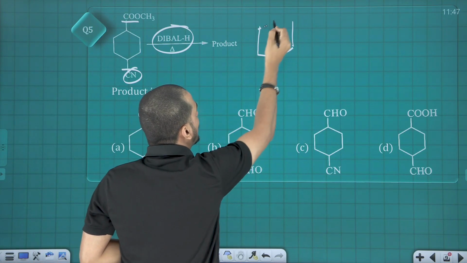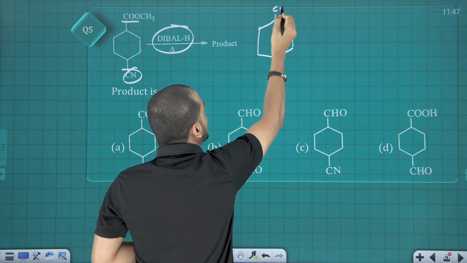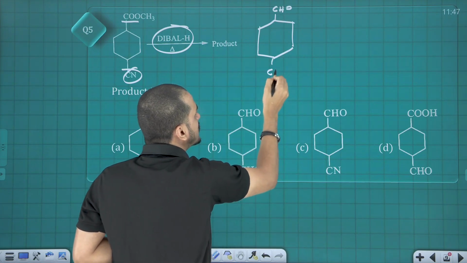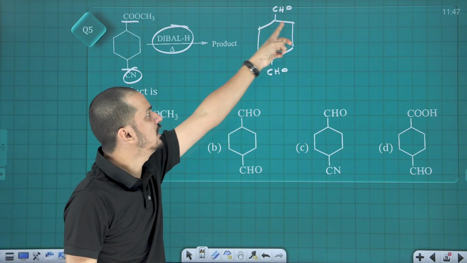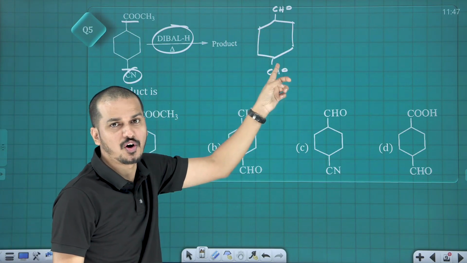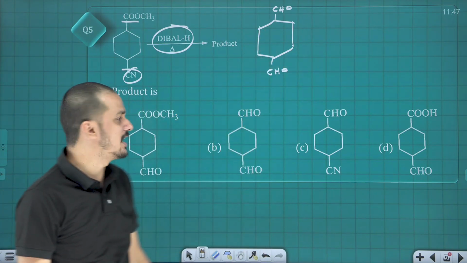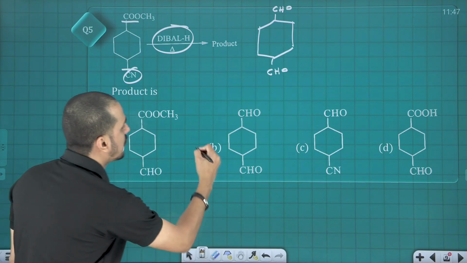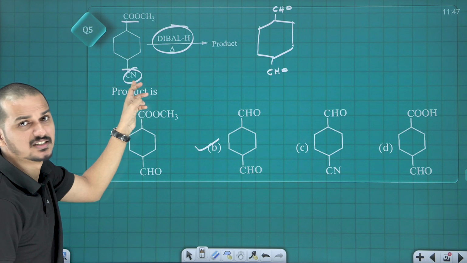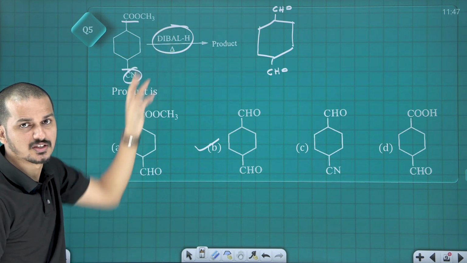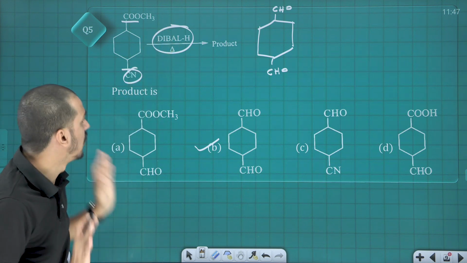So in the six-carbon ring, here CHO will come and here also CHO will come. So cyclohexane-1,4-dicarbaldehyde. Which is the option? Option B. Both will be reduced, this one as well as this one. Clear guys?